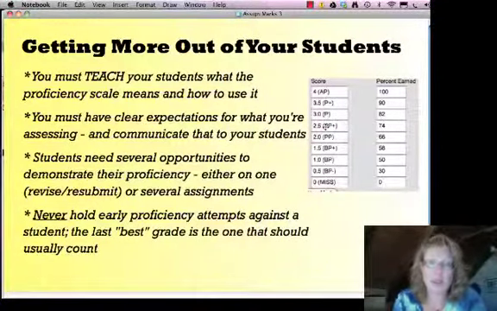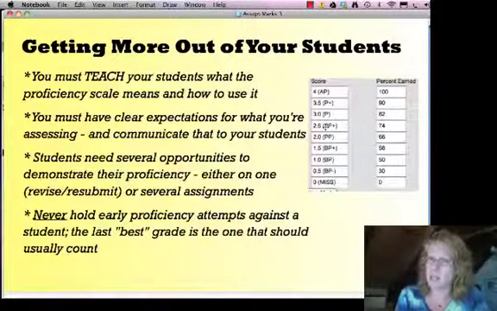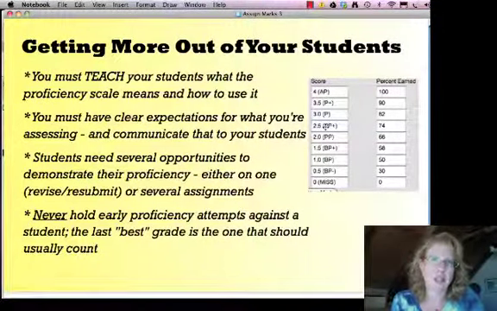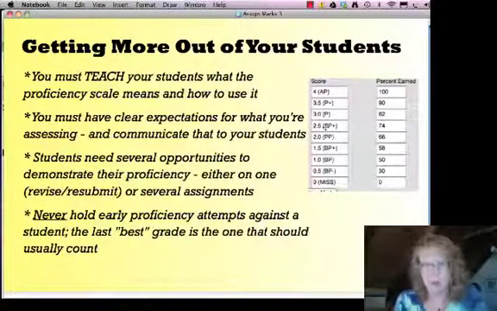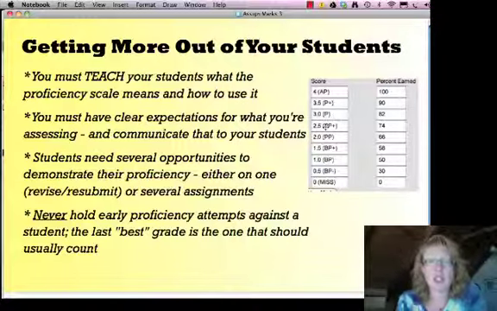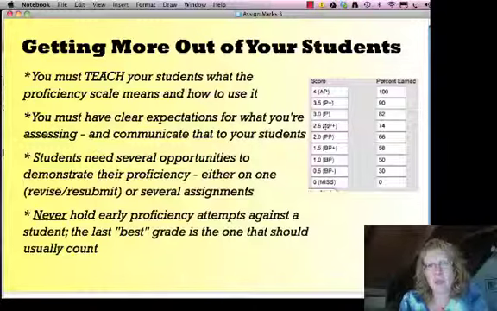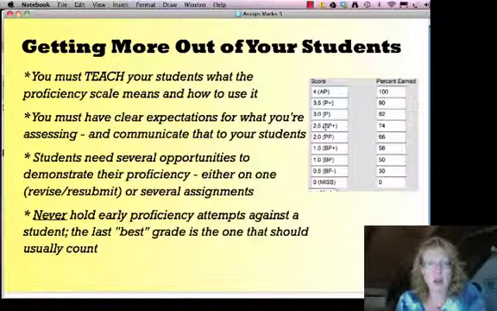And then, of course, you have to have really clear expectations inside yourself. What are the different things I'm assessing? Be very clear that I'm going to assess you on paragraph structure, not the content or the subject choice or the words that you choose, but the organization of it. Whatever it is, you have to very clearly communicate that to your students. Students need a lot of opportunities, especially at first, to demonstrate the proficiency on themselves and even with each other, so that they can figure out how this scale works.